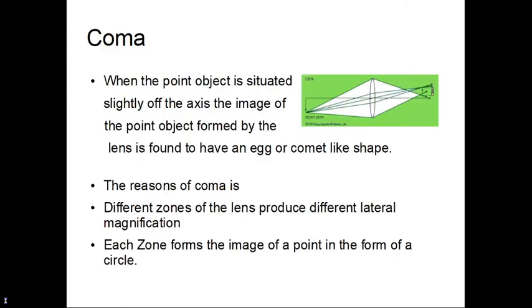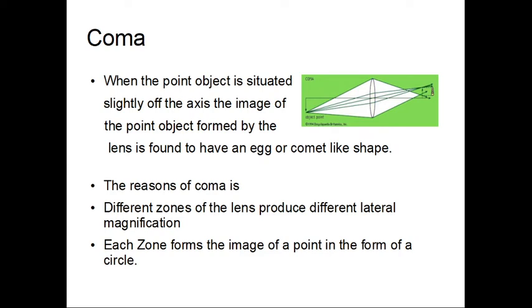And the next aberration is coma. Coma is when the point object is situated slightly off the axis. The image of the point object formed by the lens is found to have an egg or comet-like shape.